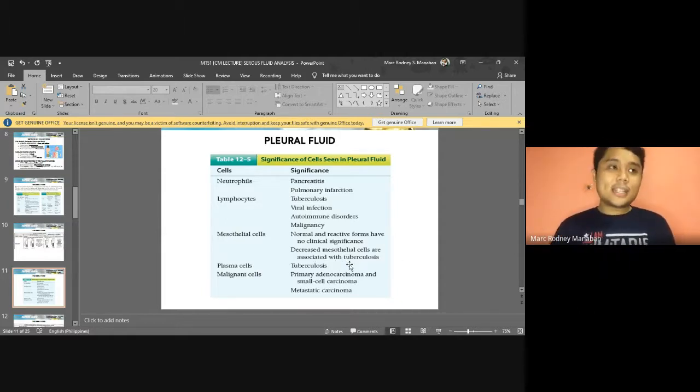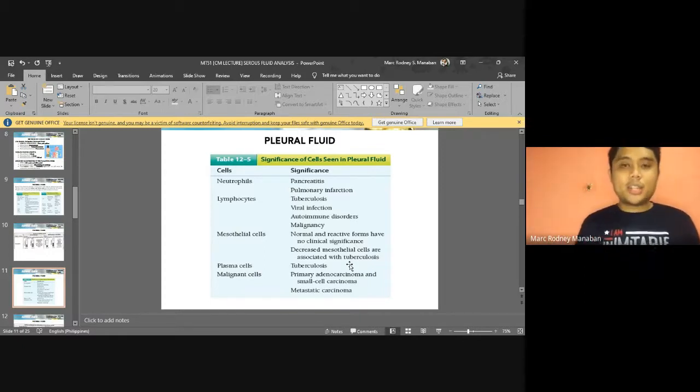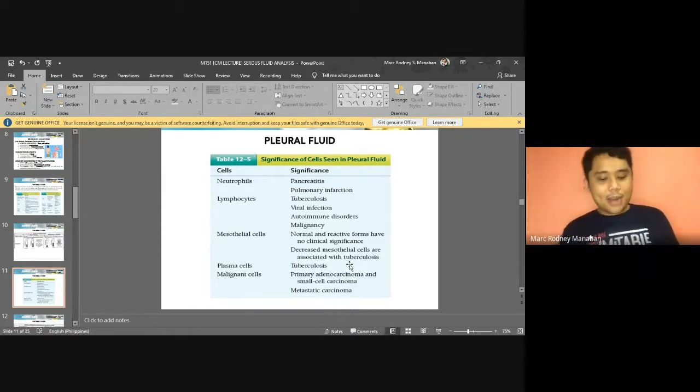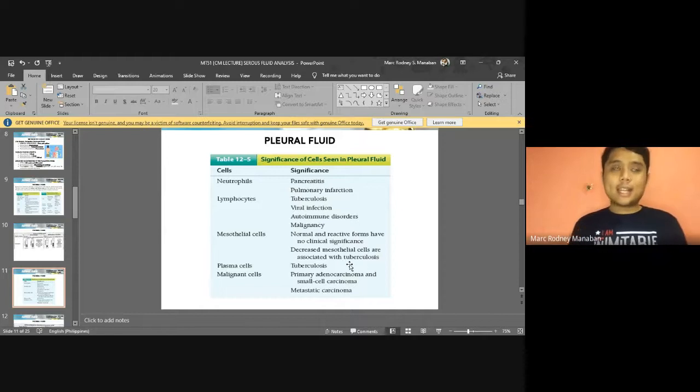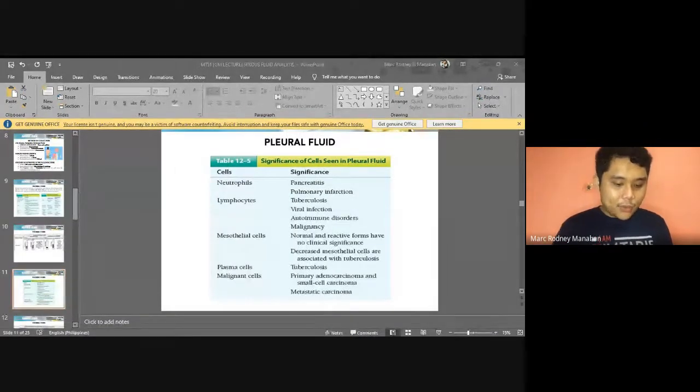Take note here. The pleural membrane is covered by deposits in tuberculosis or disease. That's why mesothelial cells can't be seen in the pleural fluid. So an increased number of mesothelial cells in pleural fluid is not that significant because, again, it's normal. But if it decreases, that is indicative of tuberculosis. Plasma cells, of course, TB also, and malignant cells, such as carcinoma of the lungs: adenocarcinoma, small cell carcinoma, and also metastatic carcinoma from other organs. It may possibly have reached here. That's for the different cells in your pleural fluid.